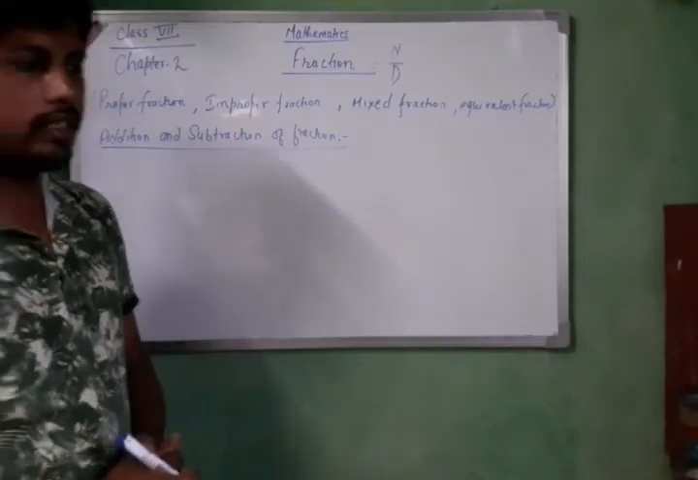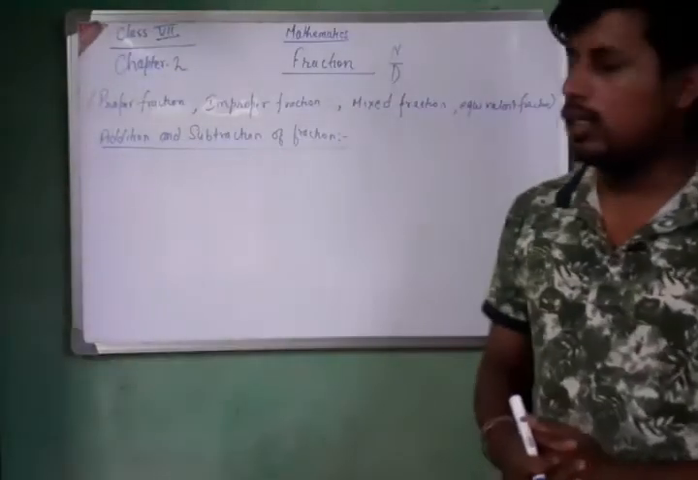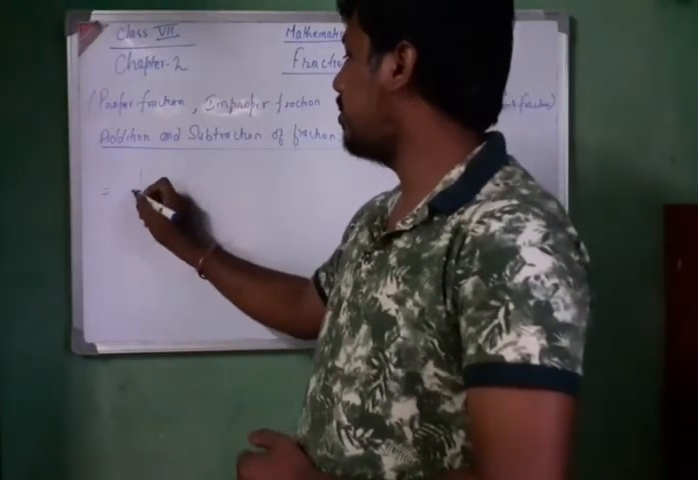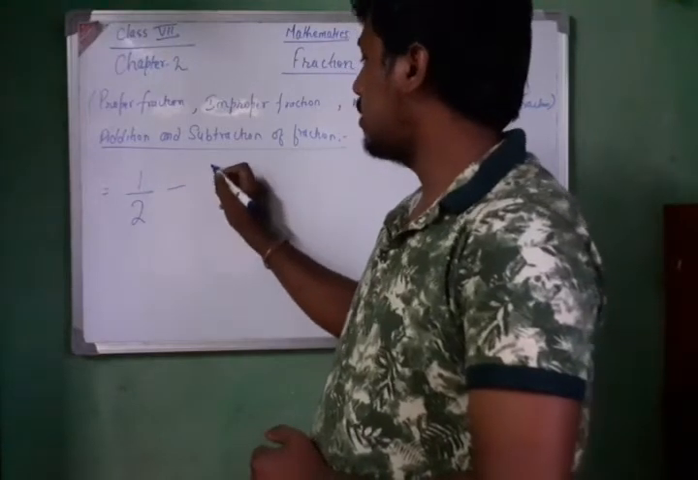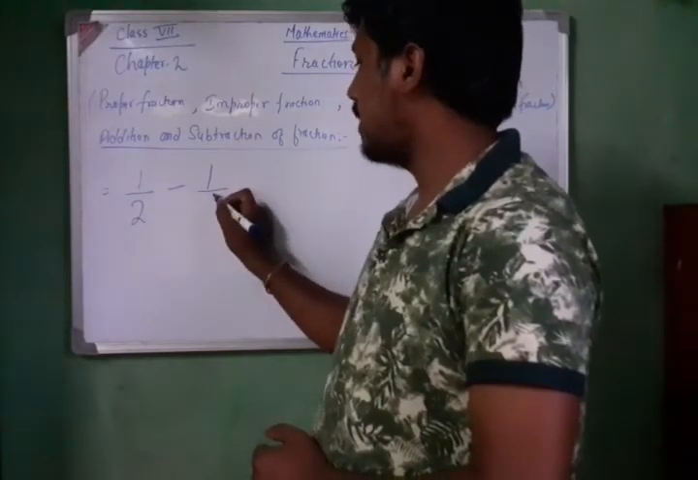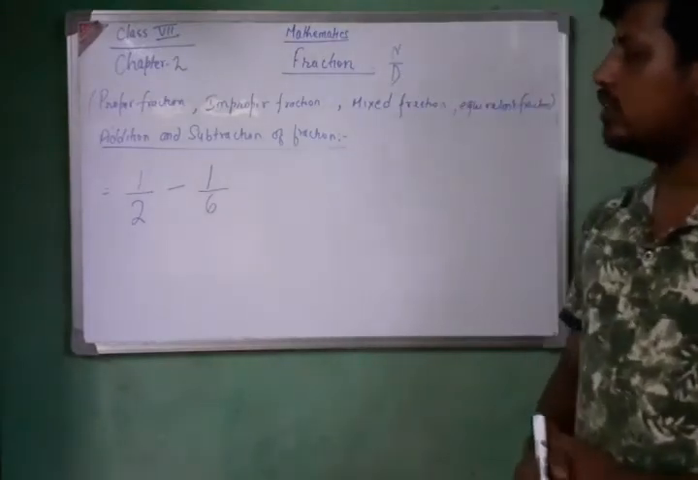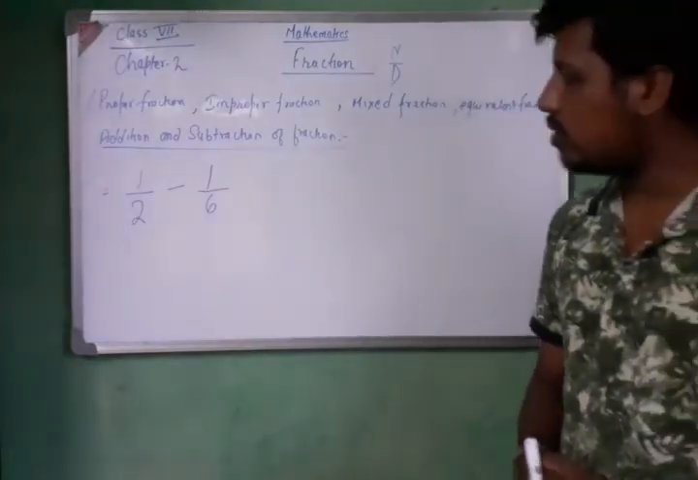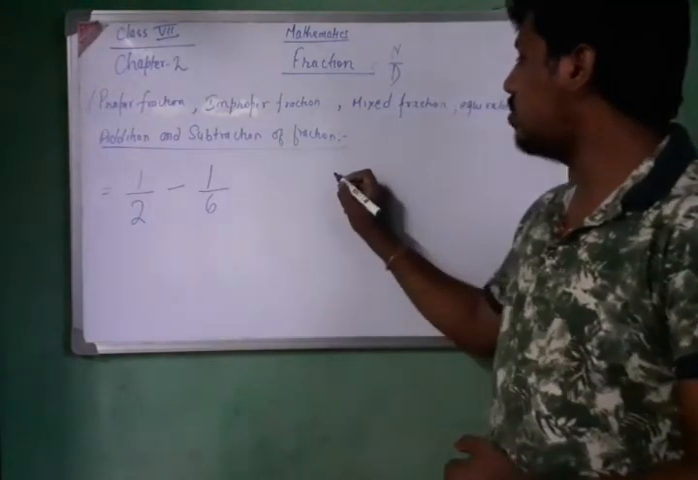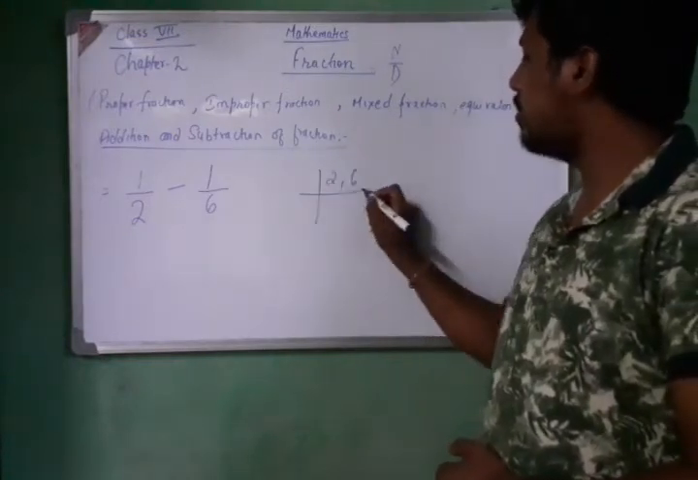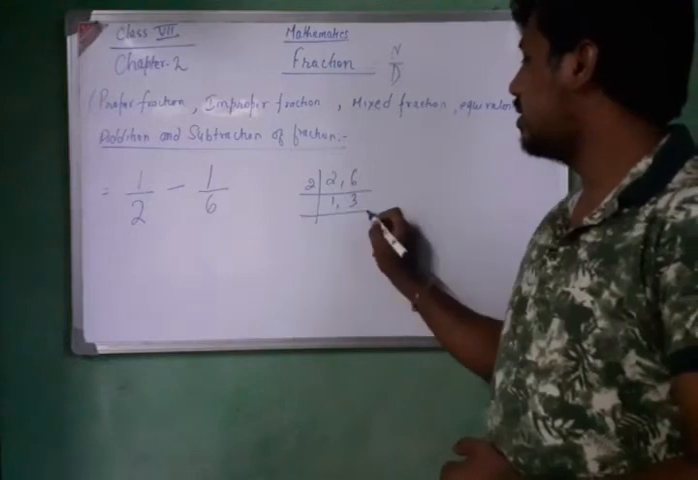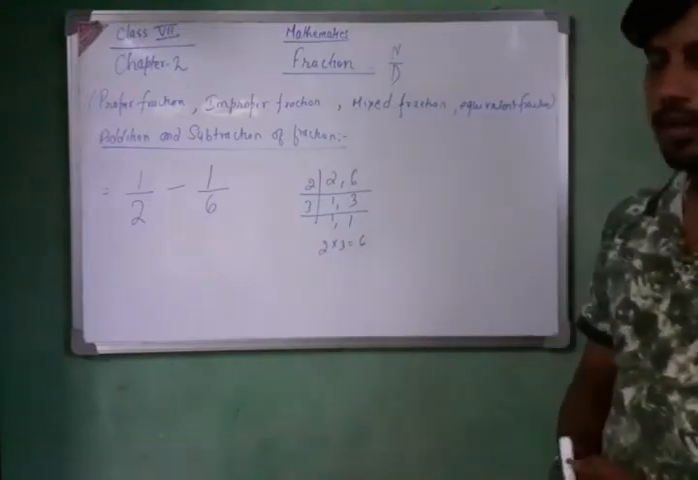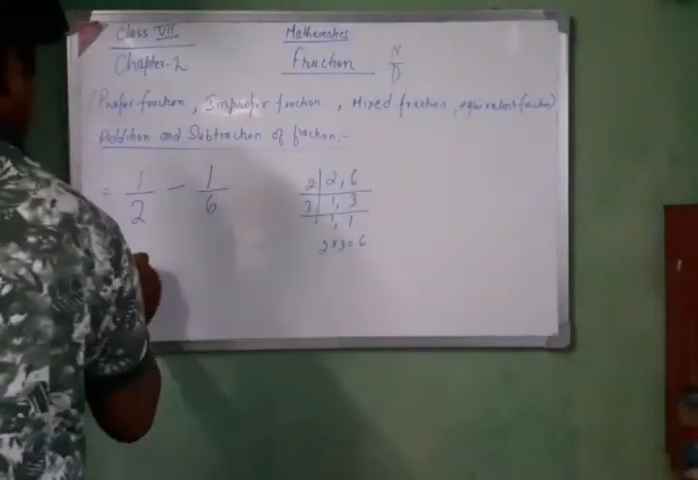Second part, subtraction. Subtraction will be done in the same way. Let us take two fractions, 1 by 2 minus 1 by 6. We took two fractions, 1 by 2 and 1 by 6. First we'll take the denominators and find the LCM by the division method. The LCM will be 2 into 3, which is 6. Now we got the LCM 6.